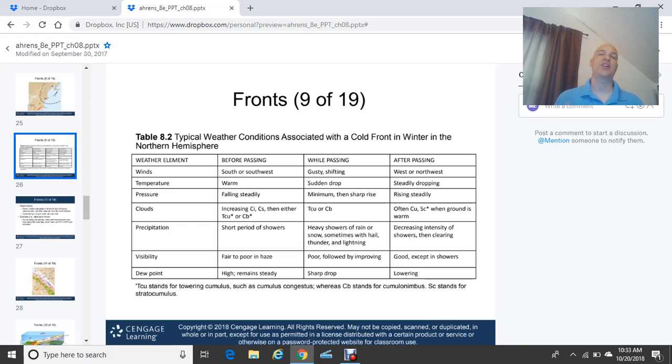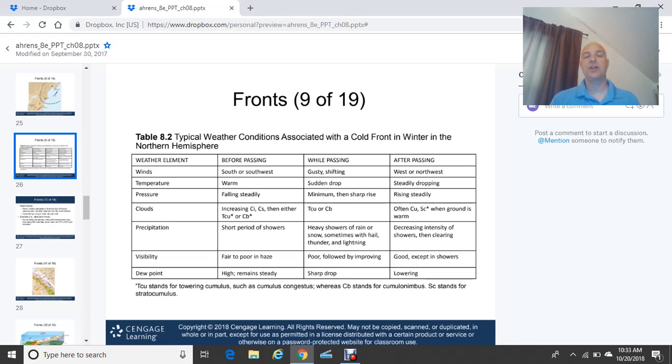Precipitation out ahead of a cold front is usually showery. What I mean by showery is the precipitation starts and stops really quickly. You may be looking out your window and all of a sudden there's a downpour, and then you look out the next minute and there's nothing going on. The precipitation completely stopped on short notice. So you get more of a showery nature to the precipitation out ahead of a cold front.